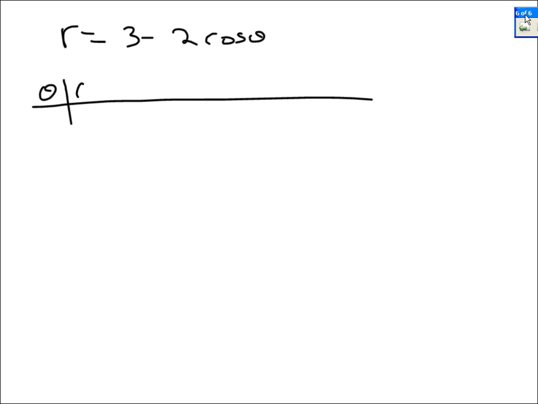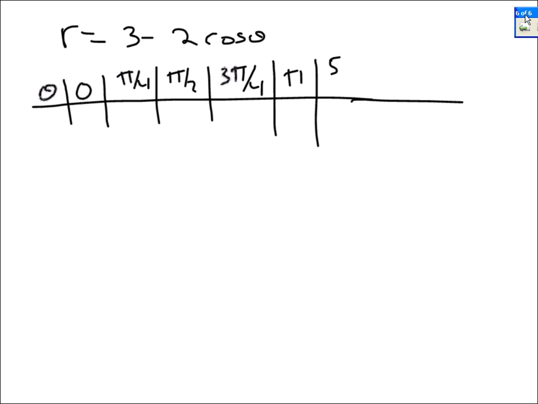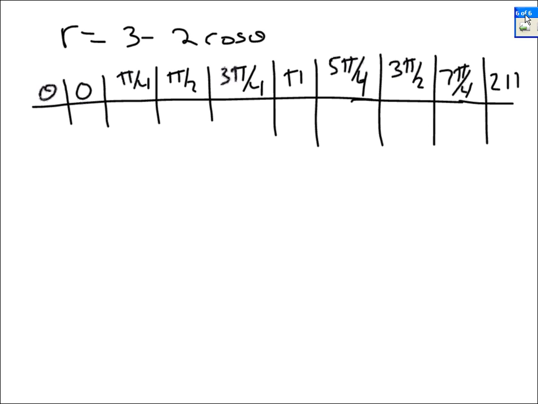Theta, let it be 0, 1 pi over 4, 2 pi over 4, 3 pi over 4, 4 pi over 4, 5 pi over 4, 6 pi over 4, 7 pi over 4, and close it off with 2 pi. And we want to find r.